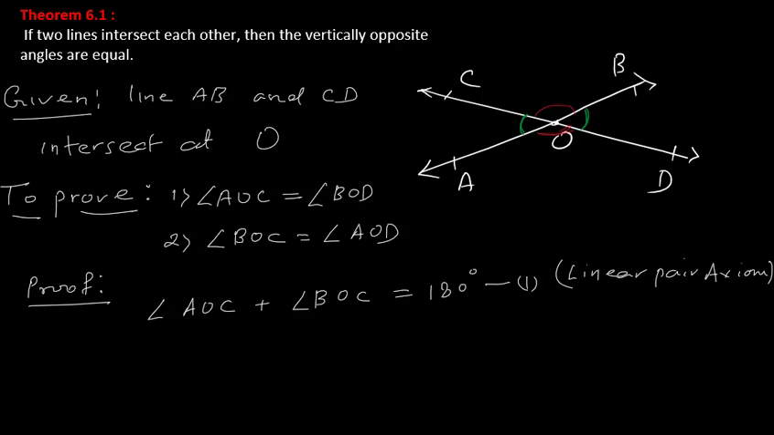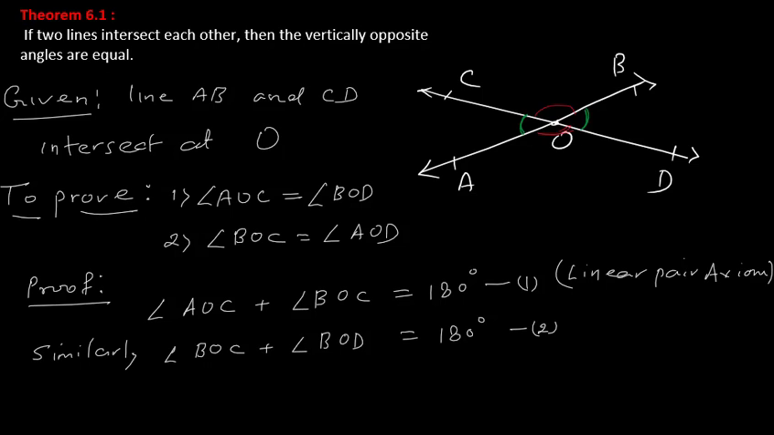I have to prove that this angle and this angle are equal. So then I will take angles BOC and BOD. These two angles, I will prove that their sum is 180 degrees. Similarly, I will say that angle BOC plus angle BOD, their addition is also 180 degrees.